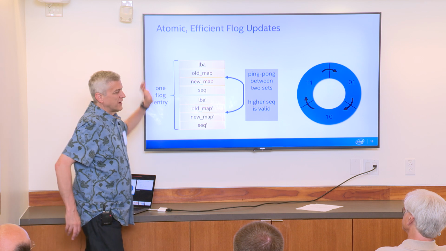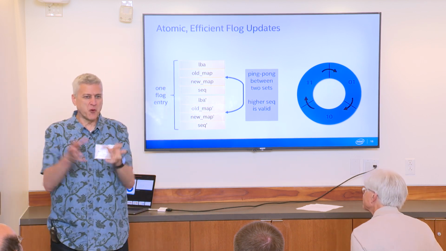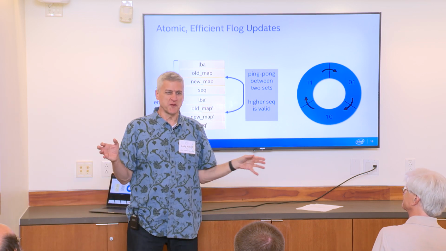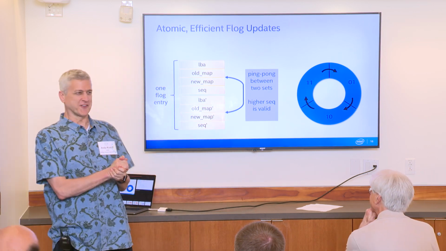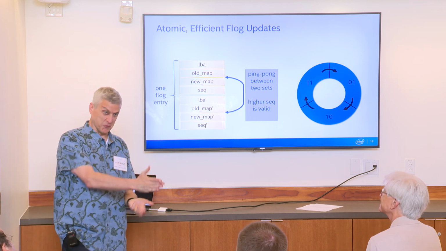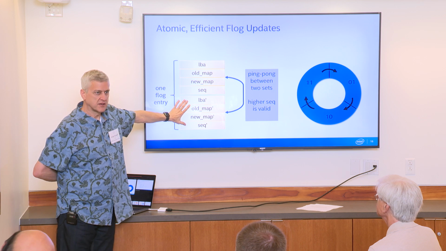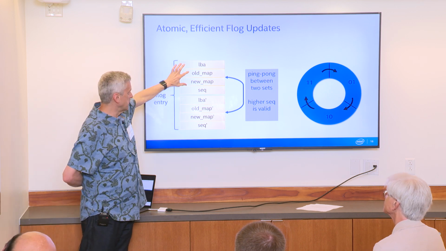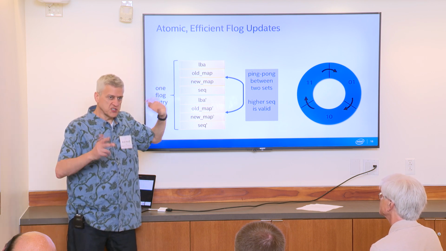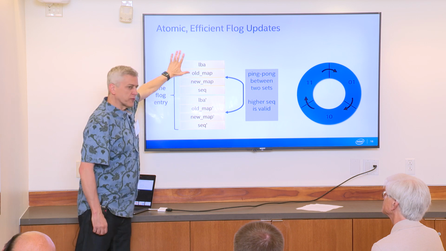So I came up with this idea early on. I called it Schrodinger's pointers. These are pointers that kind of exist in two states at once until you actually try to use the pointer, and then the wave packet collapses, the cat is either alive or dead, and the pointer points to one place. So this is a flog entry, and it has a shadow version of the flog entry. Inside each flog entry is the block number, the contents that are trying to be changed in the map, and a little sequence number. And you just ping pong back and forth between these two things.